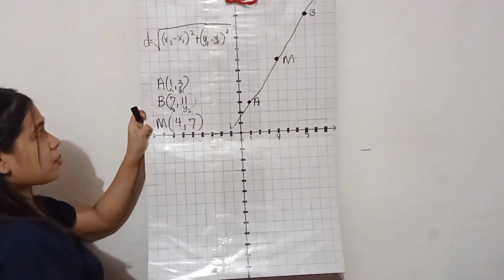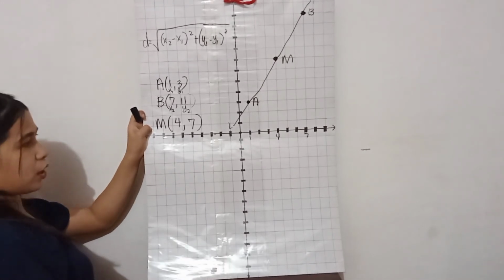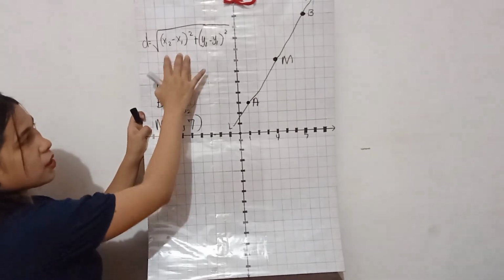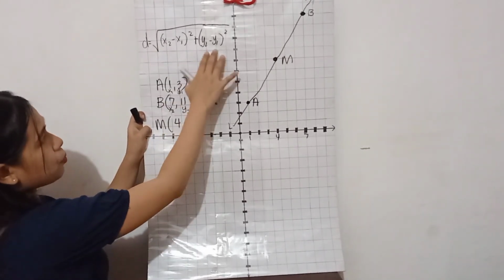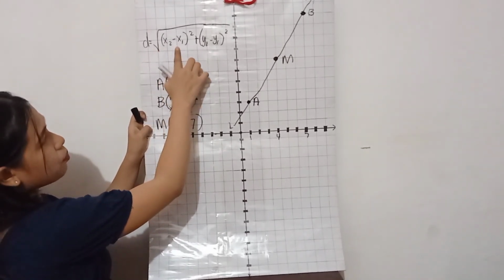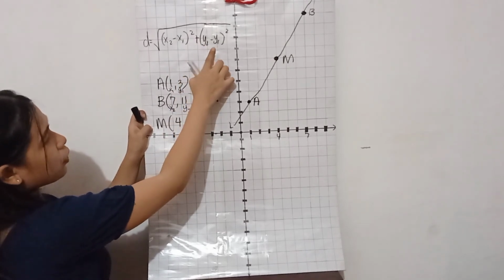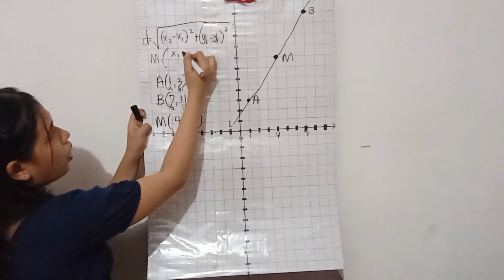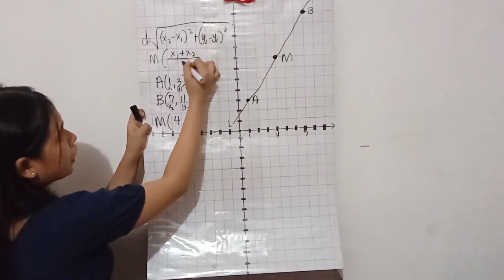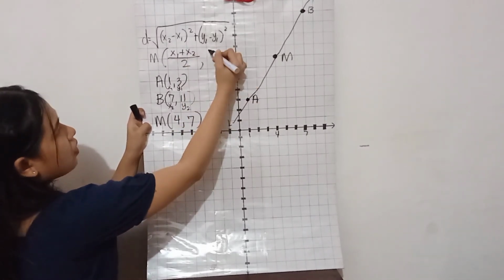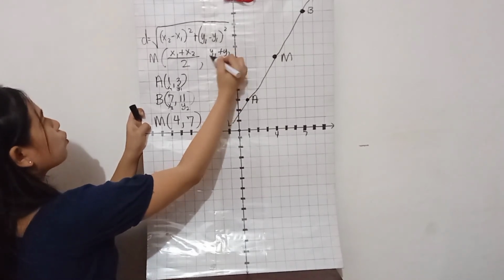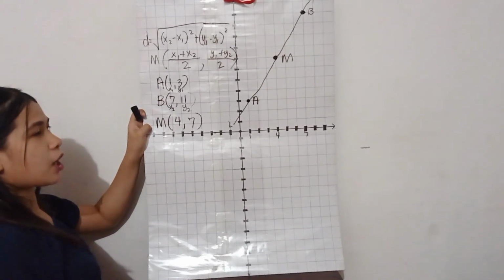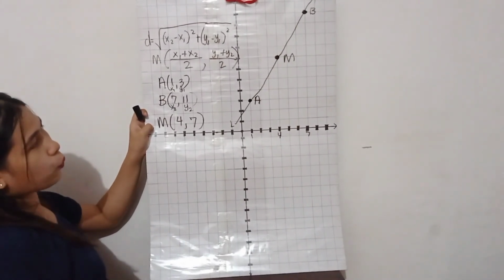Nagigets nyo ba kung paano gamitin ang distance formula and midpoint formula? So, ganun lang siya, class. Mayroon lang kayong formula na susundin. This is for the distance formula: square root of x sub 2 minus x sub 1 square plus y sub 2 minus y sub 1 square. Then, yung midpoint naman na formula is x sub 1 plus x sub 2 over 2, tapos, comma, y sub 1 plus y sub 2 over 2. Okay? So, I hope you learned something for our lesson for week 7.